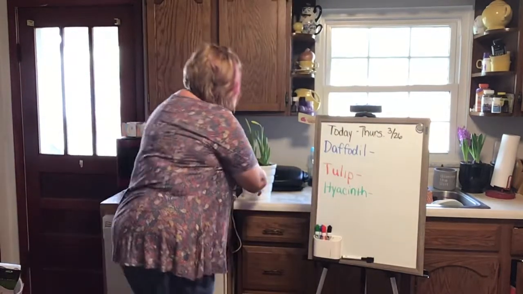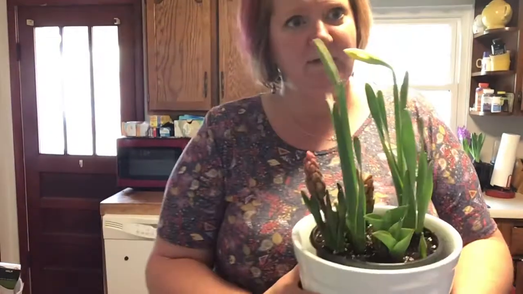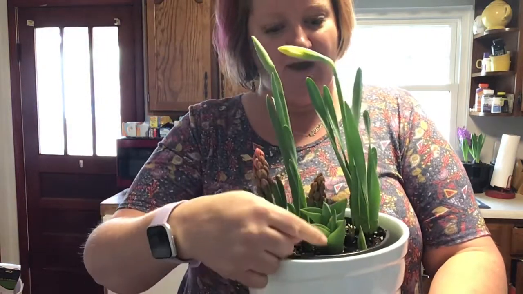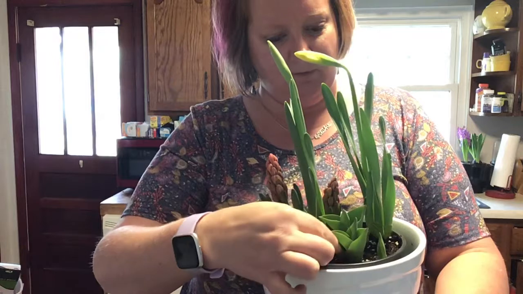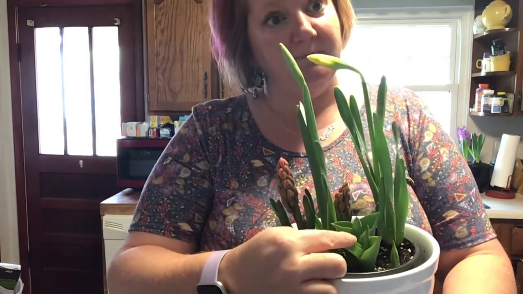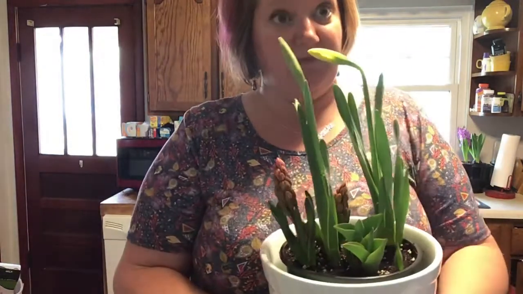So I went to Walmart the other day and I was buying some hyacinths for my house because I love flowers. And I bought a container. I'll show you. This is a hyacinth. This is a daffodil. And then in the front, it hasn't formed the bloom yet, but this is a tulip. So we have a daffodil, a tulip, and a hyacinth.